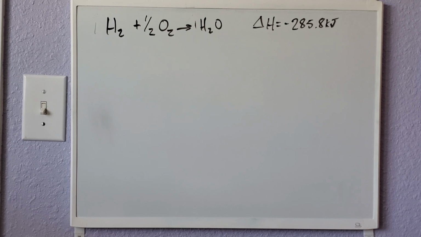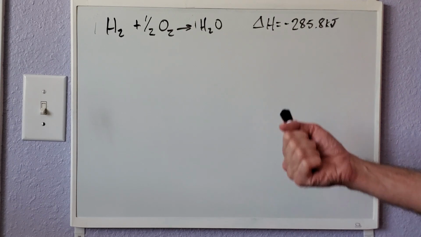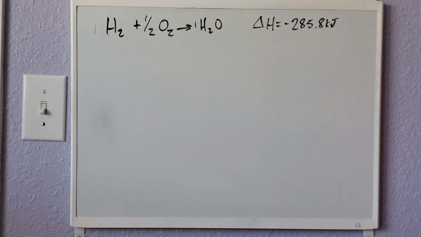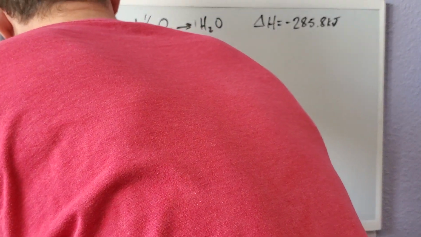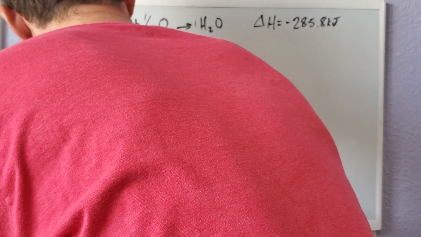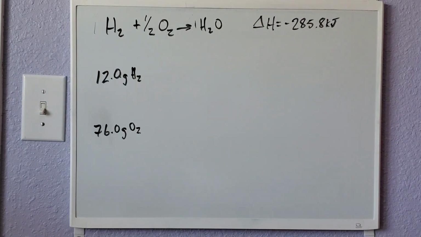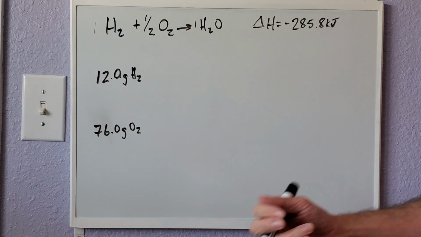And so, if you have a balanced chemical equation, it can be manipulated, it can be used the exact same way as any other balanced chemical equation in the past. Now we're just dealing with some additional information here. And so, say that a problem occurs in which we have 12 grams of H2, and we are going to react it with 76 grams of O2.